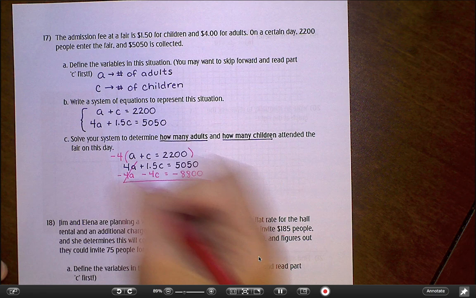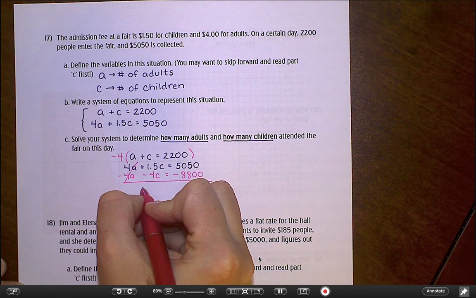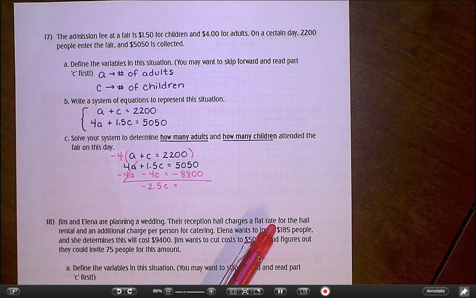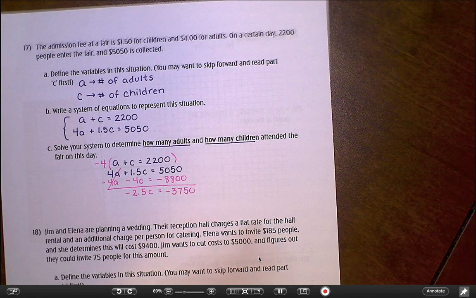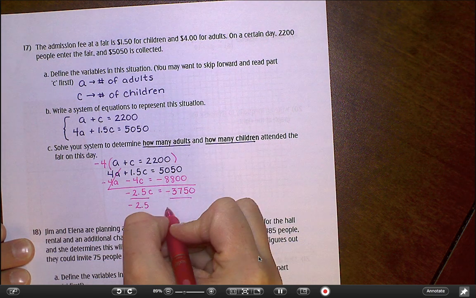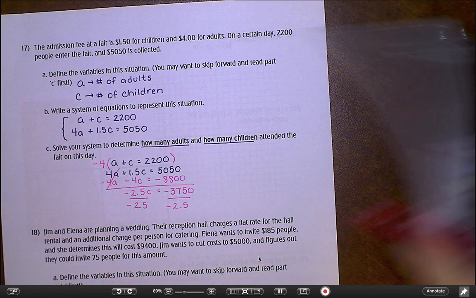So now when I add these together, the A's cancel. 1.5 minus 4, or plus -4, however you want to think about it, is going to be -2.5. And let's see, I might need some help with that last one. 5,050 minus 8,800. Sorry guys, digging for a calculator here. Sorry, you guys probably beat me to that, but -3,750. Okay. Let's divide by the -2.5 on each side. We end up with 1,500.